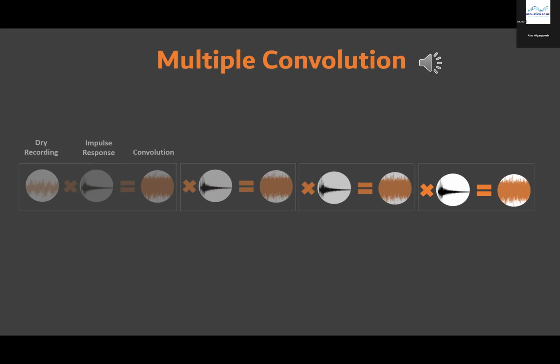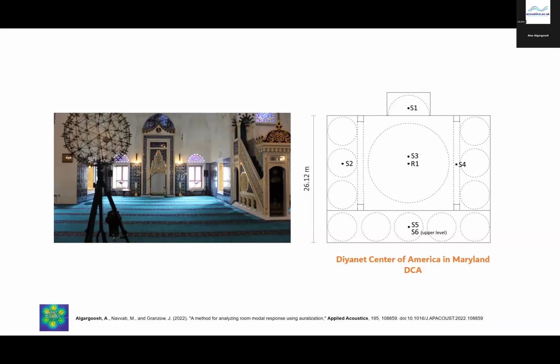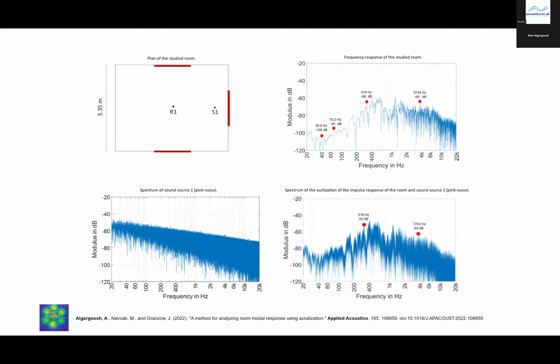Now we can start to hear the ringing of room modes. So the goal was to use this method to analyze room modes in spaces with complex geometries, such as the building which was used as case study. In this case, it was the Deanna Center of America in Maryland, the DCA. But before that, there was a need to validate the method by comparing it with the results of the traditional method using the equation in a cuboid room.